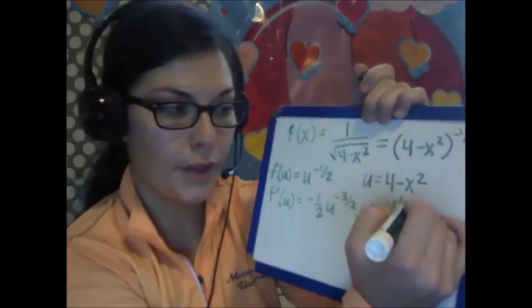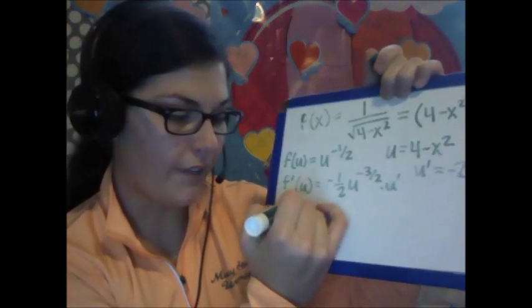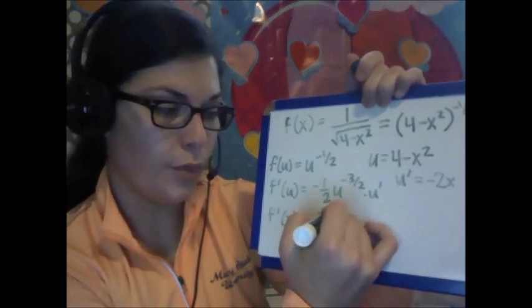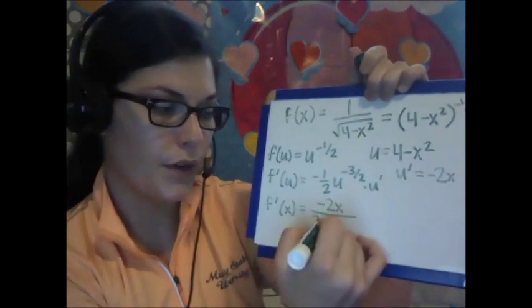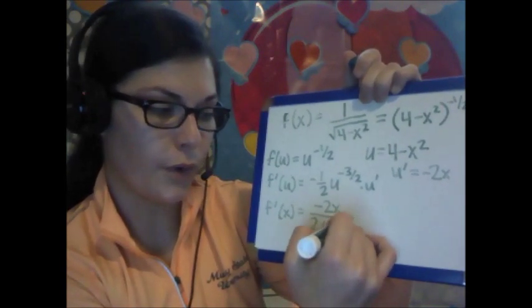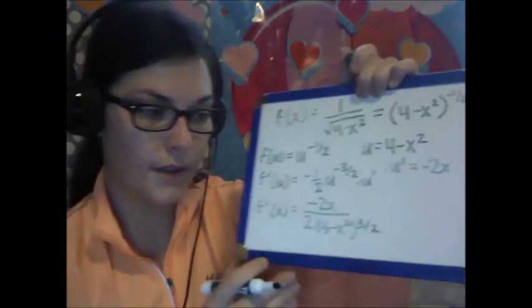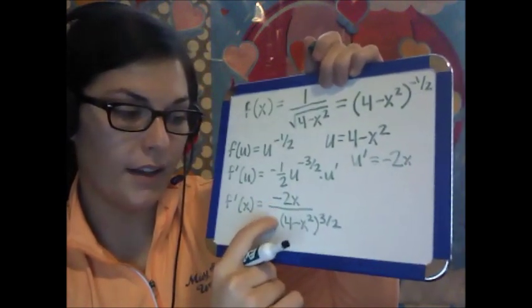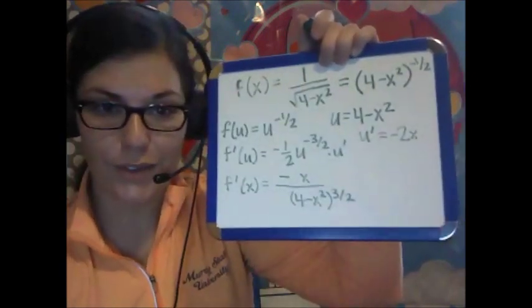Now let's find u prime. U prime is negative 2x. So if I build this back together and put it back in terms of x, I have f prime of x equals u prime, so negative 2x, over 2u, so 4 minus x squared, to the 3/2. But we notice that since there is a 2 in the numerator and denominator, I'm going to cancel those out. And this is our derivative.